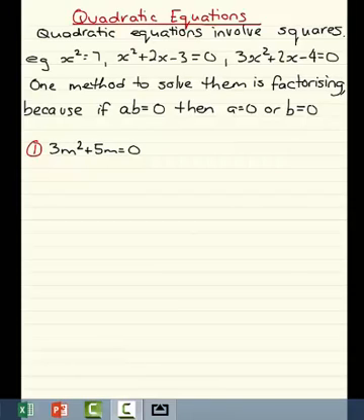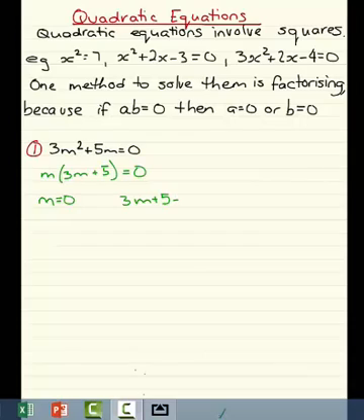So when you get any one of these equations, the first thing you want to look at is, can I factorize it? First step in factorizing, is there a common factor? In 3m squared plus 5m is equal to 0, we do have a common factor of m. Once you take that out, you're left with m outside of 3m plus 5 is equal to 0. What that tells us is that some number times some other number is equal to 0. One of them must be equal to 0. So either m is equal to 0 or 3m plus 5 is equal to 0.